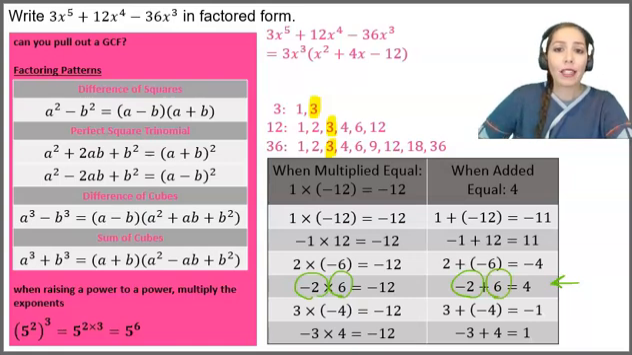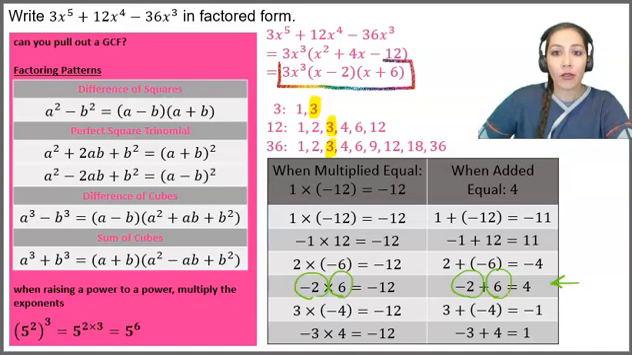Because our leading coefficient, the a position, was a 1, we can break this down to x minus 2 and x plus 6. So when I come back up here, I still have that 3x cubed out in front, but I'm going to have the quantity x minus 2 and then the quantity x plus 6. This is my final answer right here in factored form, and it's completely factored.